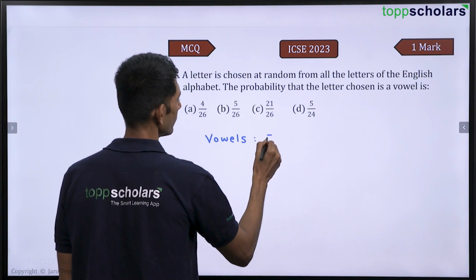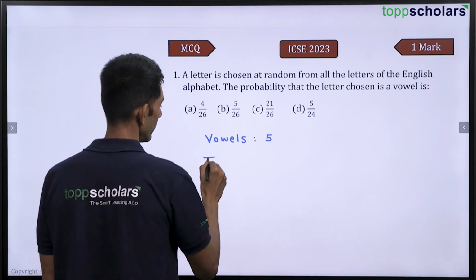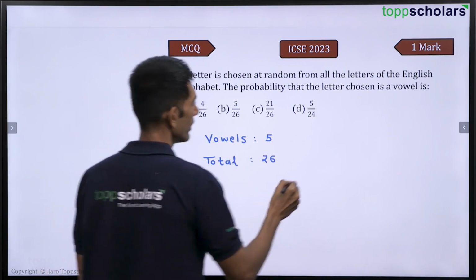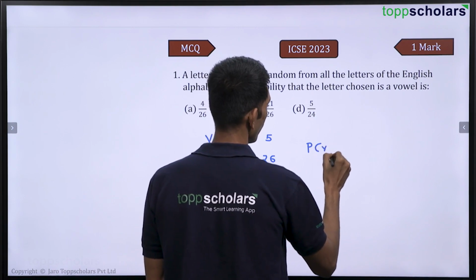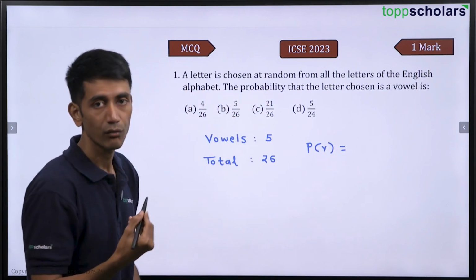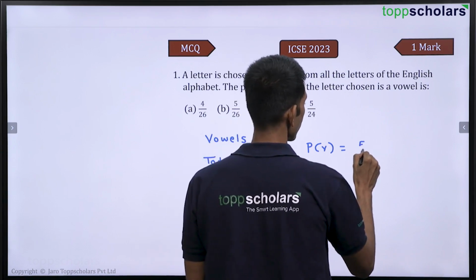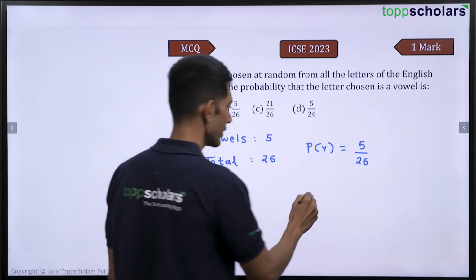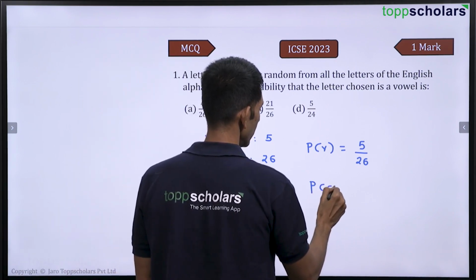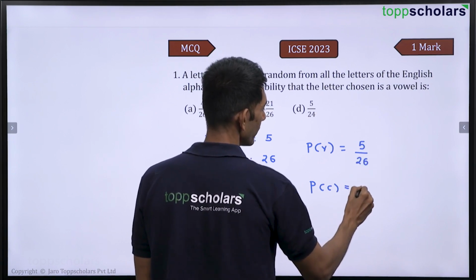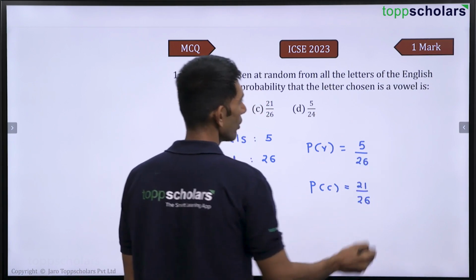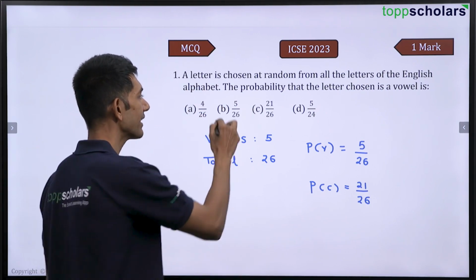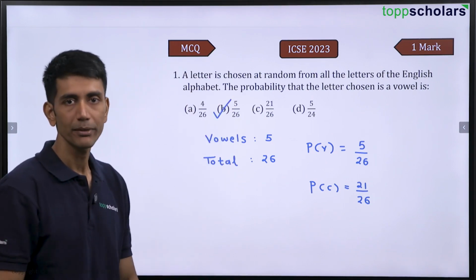Number of vowels are 5. Total letters 26. So what will be the probability of getting a vowel? The probability of getting a vowel is going to be 5 by 26. If they ask you what is the probability of getting a consonant, the opposite of vowel is consonant. So that is going to be, if this is 5, that will be 21. So 21 by 26. Anyways, consonant was not asked in the question. The question was what is the probability of choosing a vowel, that is 5 by 26. Correct? Simple. Okay.